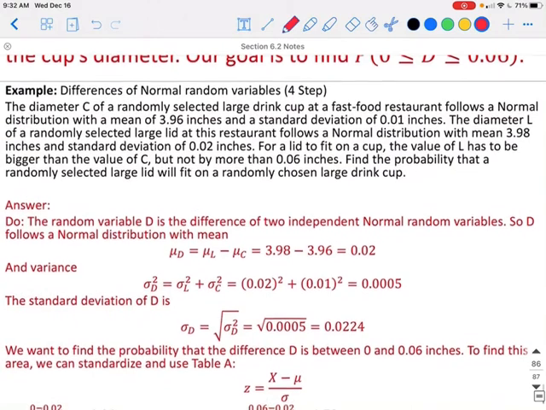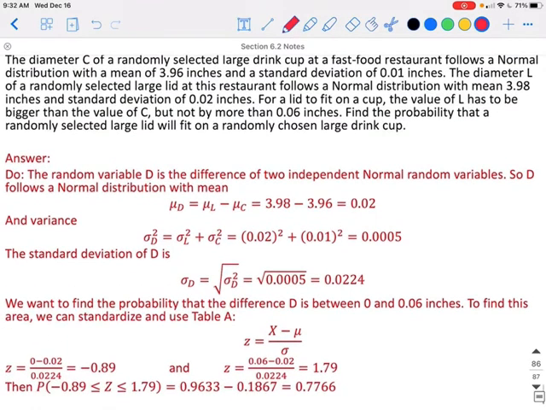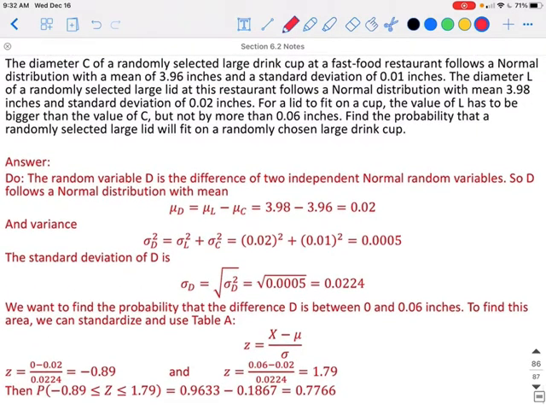Now this is where we can standardize our values and find the probabilities. Again, to do this, you are going to find the z value, and then you will look up our z values in table A. So you're going to find a z value when x is 0, or your difference is 0, and you're going to find a z value when our difference is 0.06. For both of them, you're going to do the difference minus the mean over the standard deviation.